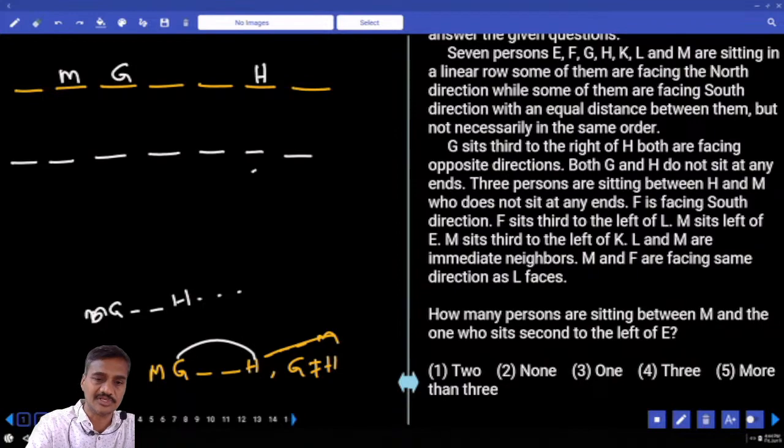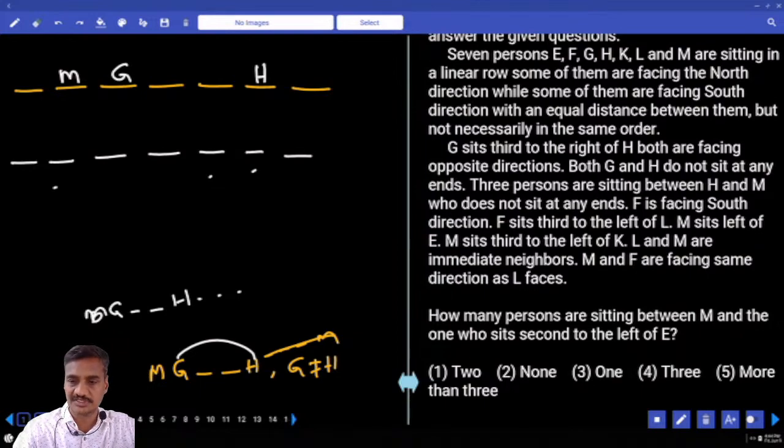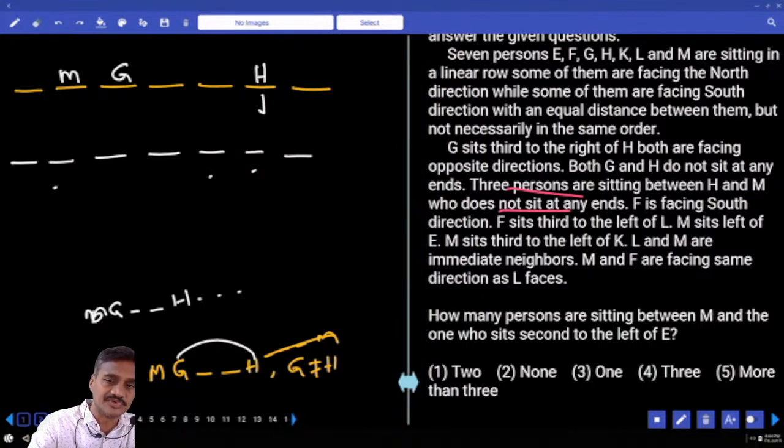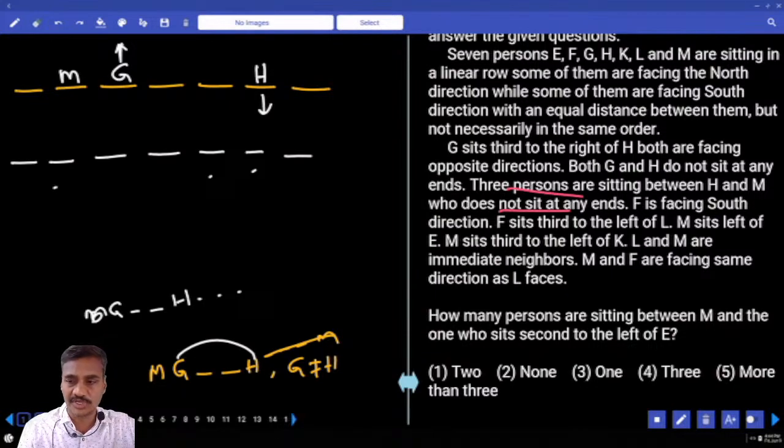Then how do G, M and H come here, isn't it? The same way. Then both G and H do not sit at the ends. 3 persons between H and M, who does not sit at the end. Then in this case, G sits to the right of H, hence H is facing south, because G sits to the right of H. Then G is facing towards which direction? Because both these two are opposite.